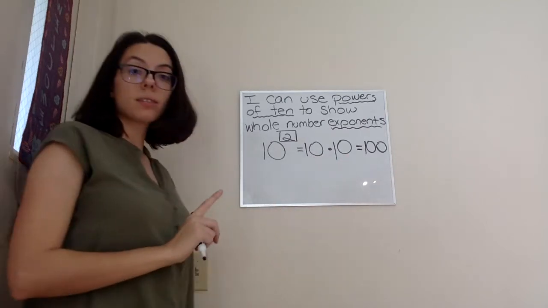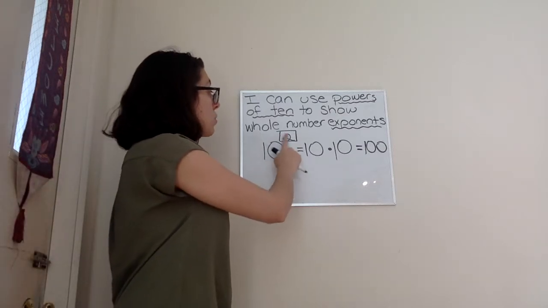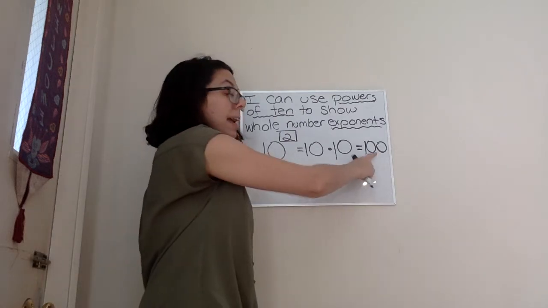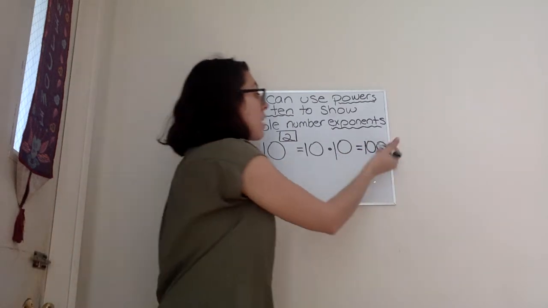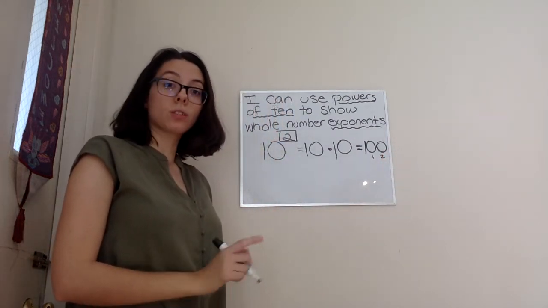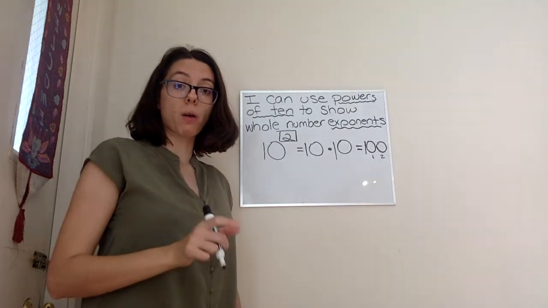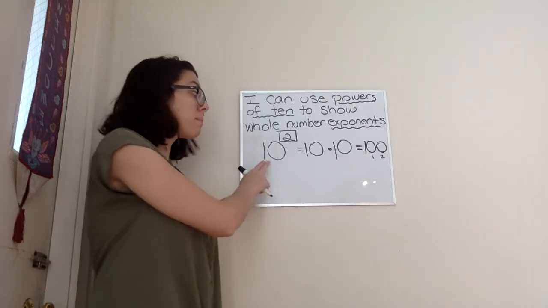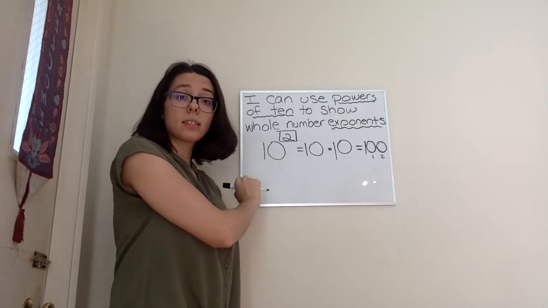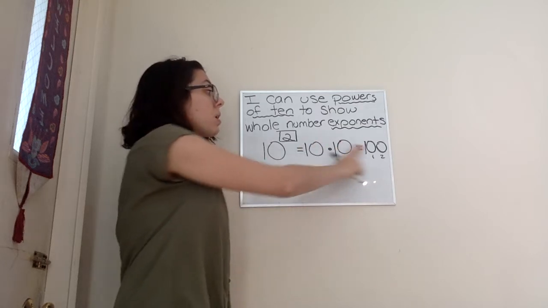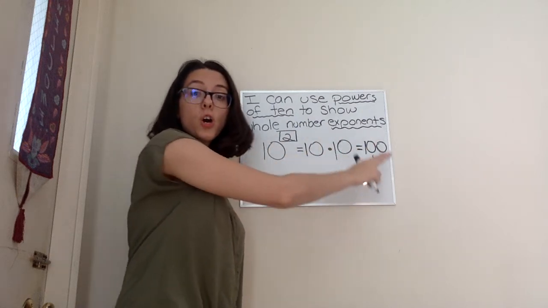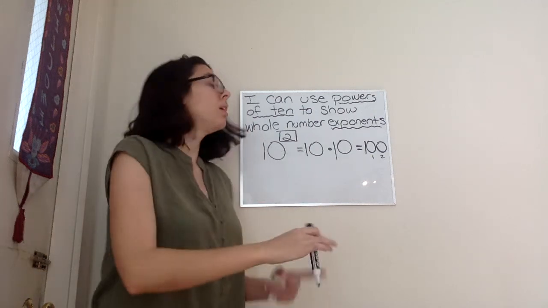Now I want you to notice that this 2 represented how many times we were multiplying 10. But if we look at our answer, we also have 1, 2 zeros in our answer. Now this is only going to work when we're working with powers of 10. This will not work if our base number is anything other than 10. In this case, it does work though. So this is a quicker way to show the number 100.